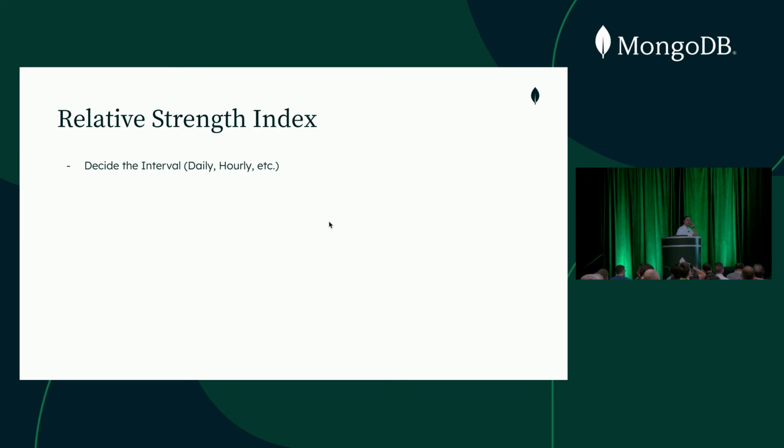First, you need to decide the interval. So you would like to analyze the data daily or hourly, okay? Then you need to calculate the difference between the current day and the previous day. So if you are processing daily, you need to compare the current day with the previous day, okay? And if it is bigger than 0, it means that there is a gain, okay? Otherwise, there is a loss.